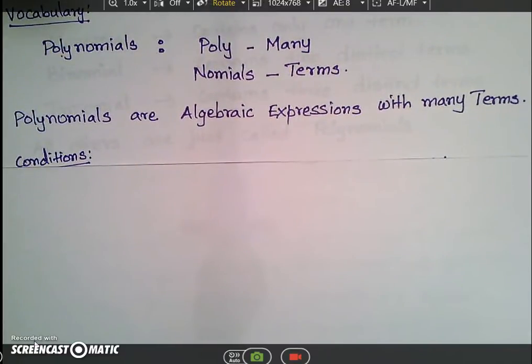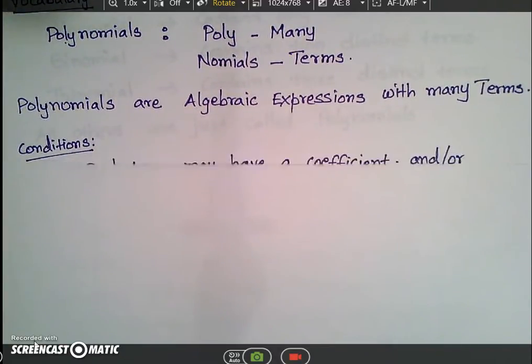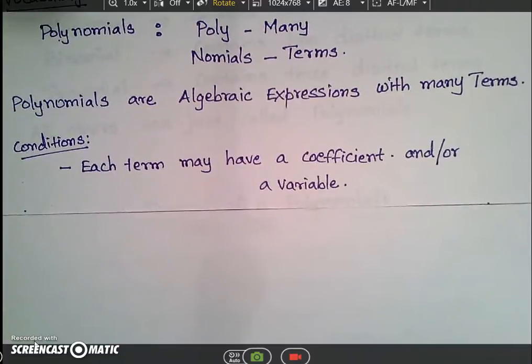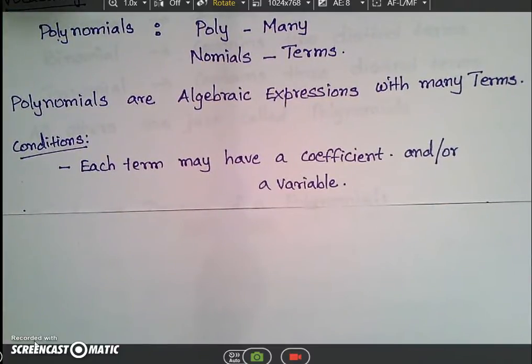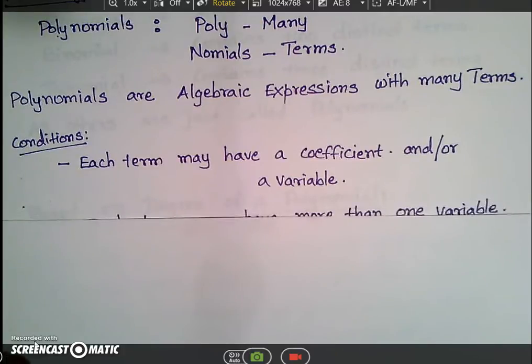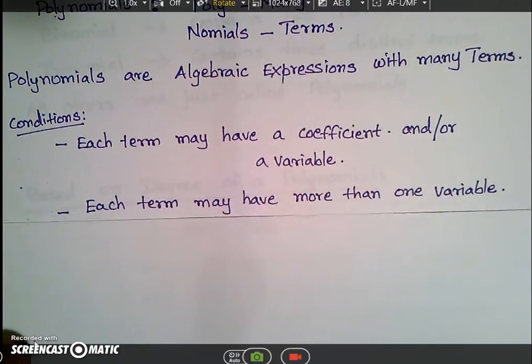We have seen algebraic expressions so far. So you know what a term is. So what are the conditions for those terms? In an algebraic expression or in a polynomial, which has many terms, just like an algebraic expression, each term may have a coefficient and or a variable. Each term has a number and or a variable attached with it. There can be a term without any variable in it also. We will look at all those things, okay?